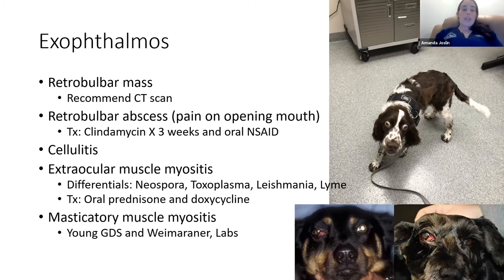If you don't know if it's that or technically masticatory muscle myositis, which is usually much more painful, and the extraocular muscle myositis dogs are comfortable, you can test for the antibody blood test for the masticatory muscle myositis and go from there.